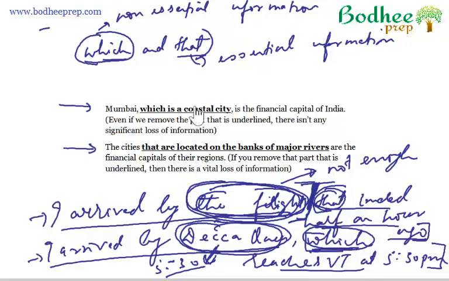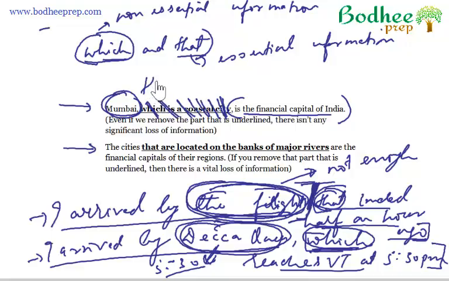Now let's come to the two sentences here. Mumbai is the financial capital of India, which is a coastal city. Even if I remove this, there are people who know that Mumbai is a coastal city, and it does not make much of a difference to the key information in the passage. What is the key information? Mumbai is the financial capital of India, and therefore I can put which is a coastal city within commas, saying that this is non-essential information.